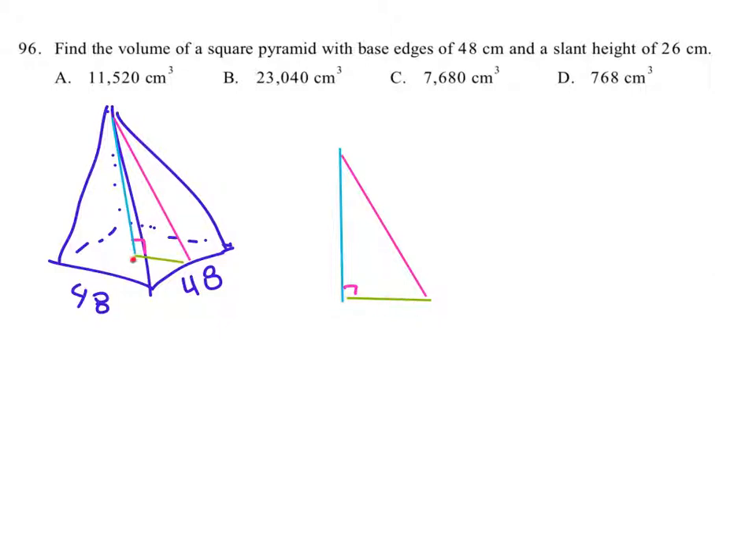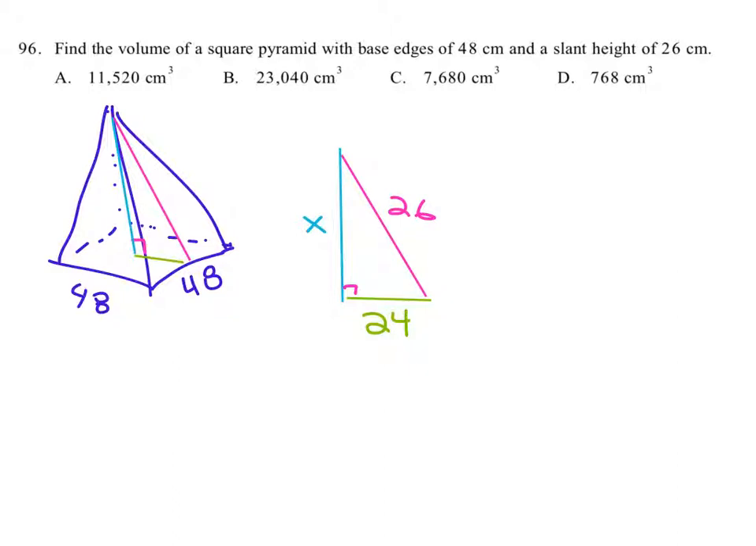Well, this green side here, right here from the center to the edge, that's half of what the full side is. If the full side is 48, then we've got a side of 24 there, okay? And they tell us that the slant height is 26. And what we're looking for is this value right here, right?